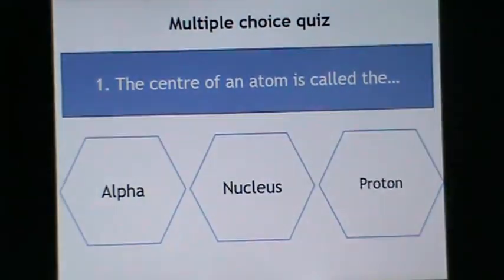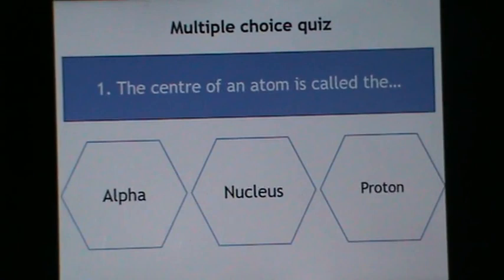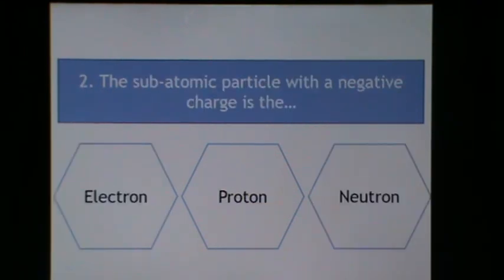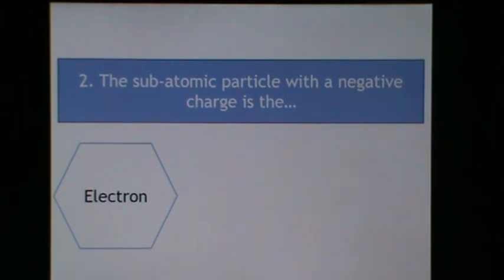Time for our final checkpoint, everybody, and it's your favourite, the multiple choice quiz. Okay, this is going to be fairly quick fire, so get ready. Call out your answers. Question 1. The centre of an atom is called the alpha, nucleus or proton. 3, 2, 1. Correct answer is nucleus. Question 2. The subatomic particle with a negative charge is the electron, proton or neutron. 3, 2, 1. Electron.